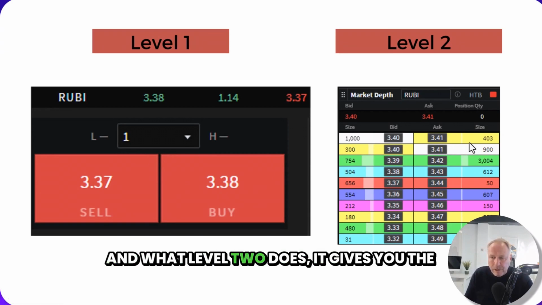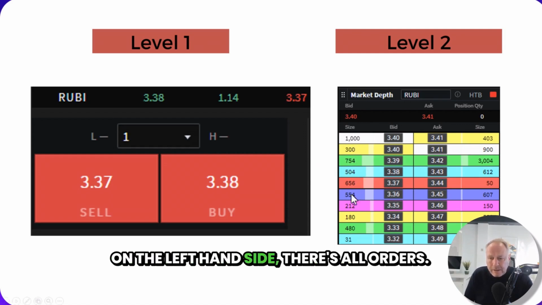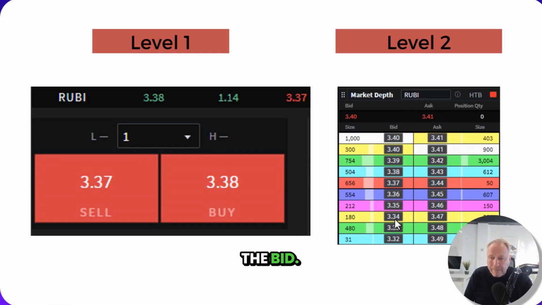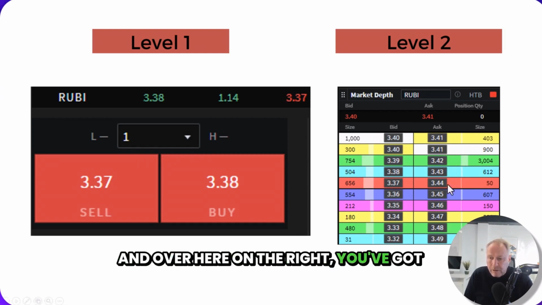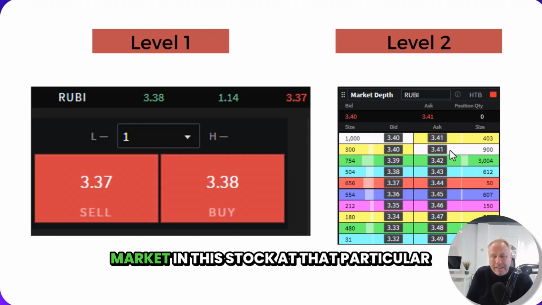And what level 2 does is give you the depth of the market. On the left-hand side, there's all orders. There's 180 shares here at $3.34 to buy on the bid. And over here on the right, you've got traders selling in the exchange. So you can see the underlying depth of the market in this stock at that particular time.